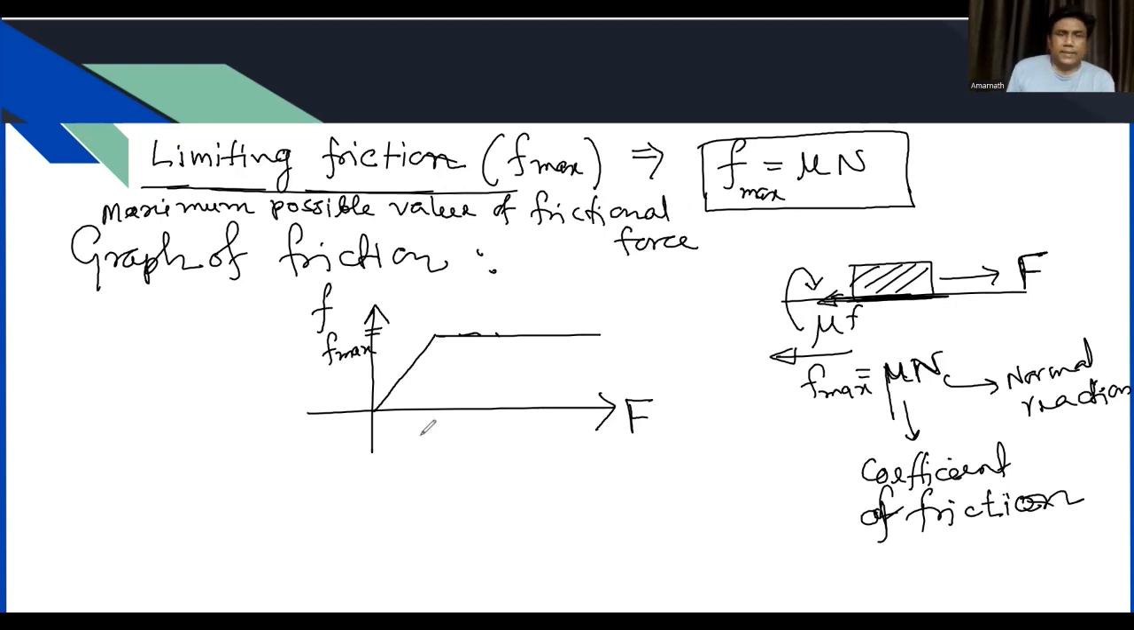Sorry, this is an ideal graph only, whatever I'm drawing. Here F max is nothing but mu into N, and here mu is called coefficient of friction. But in reality, that graph is a little bit different. So, actual practice.